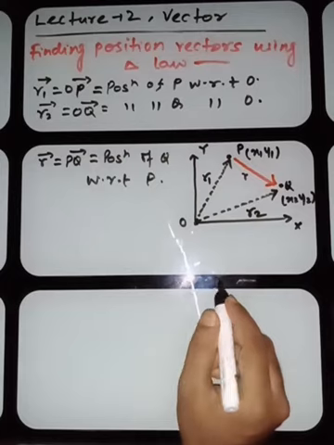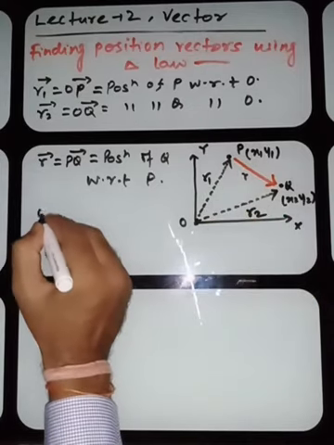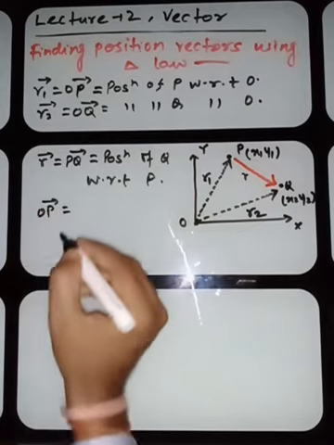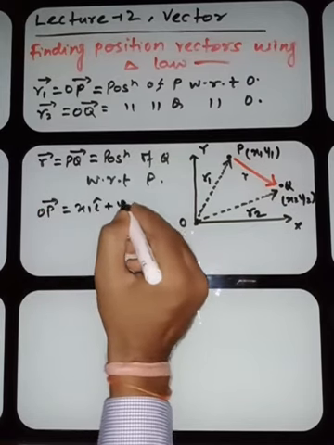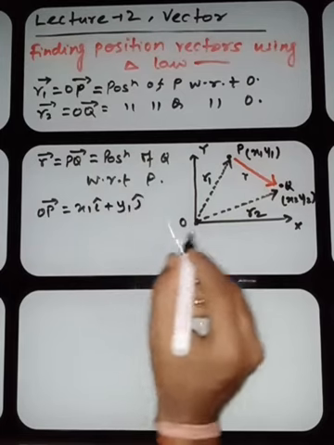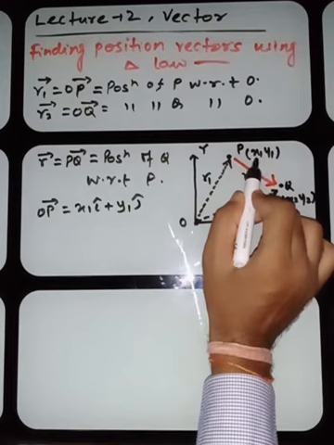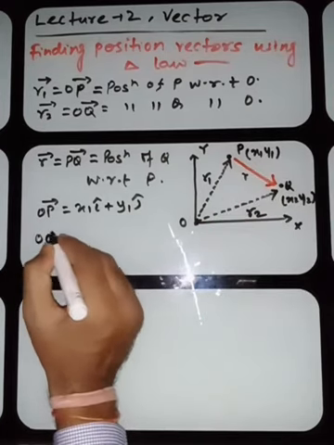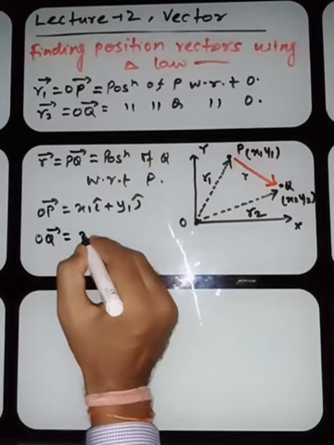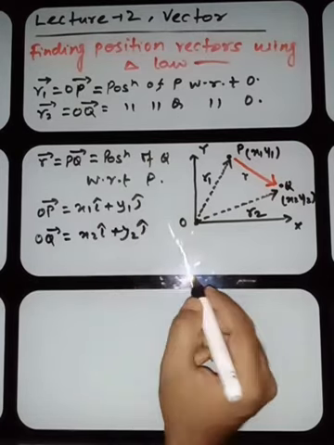Now, could you write the position of P with respect to the origin? That is OP. It is x1i plus y1j, because to reach point P, we have to move x1 units along the x-axis and y1 units along the y-axis. In a similar way, OQ can be written as x2i plus y2j.